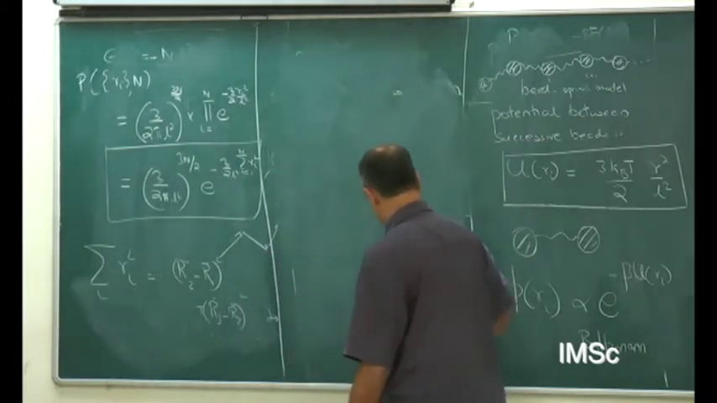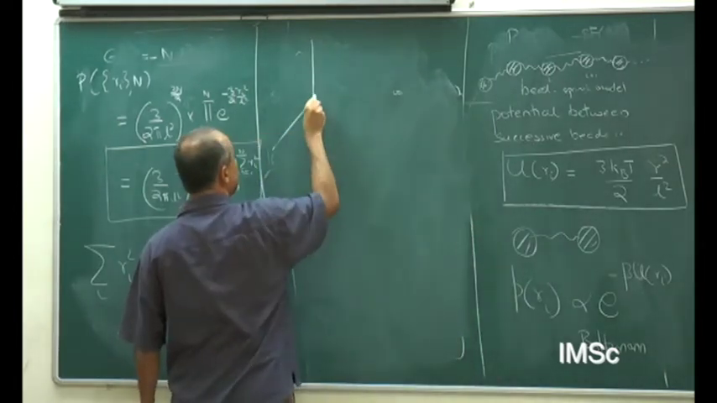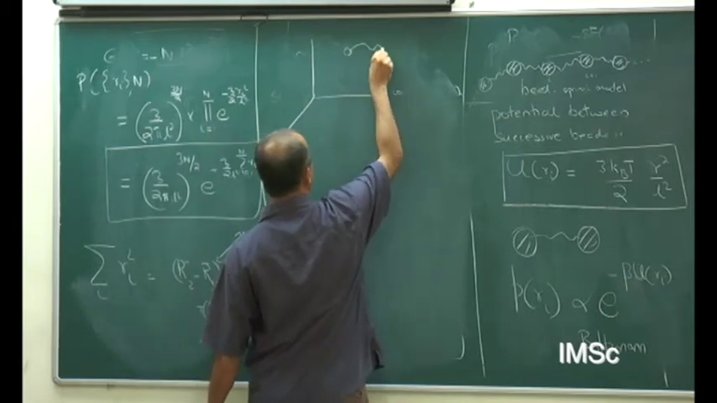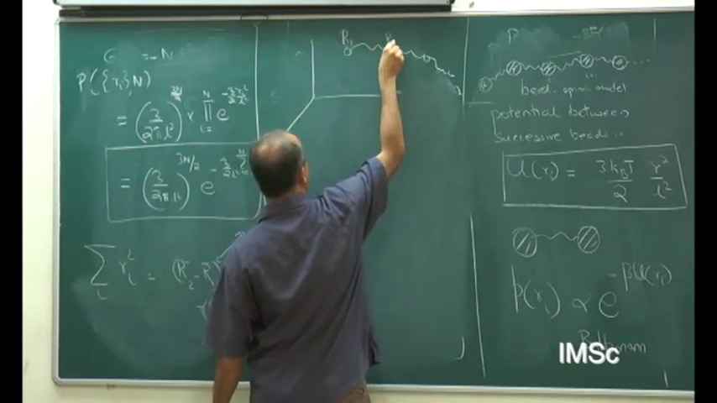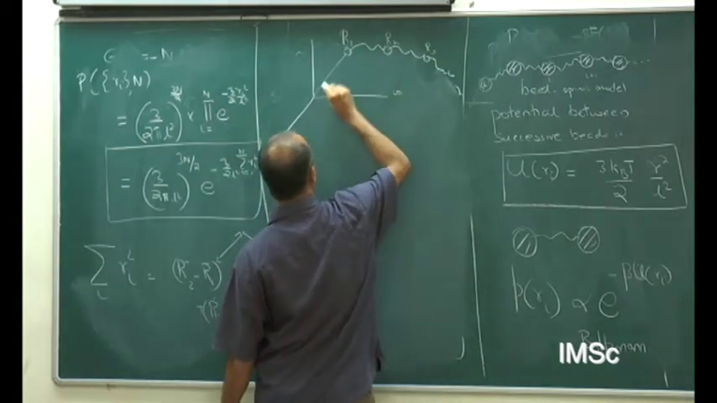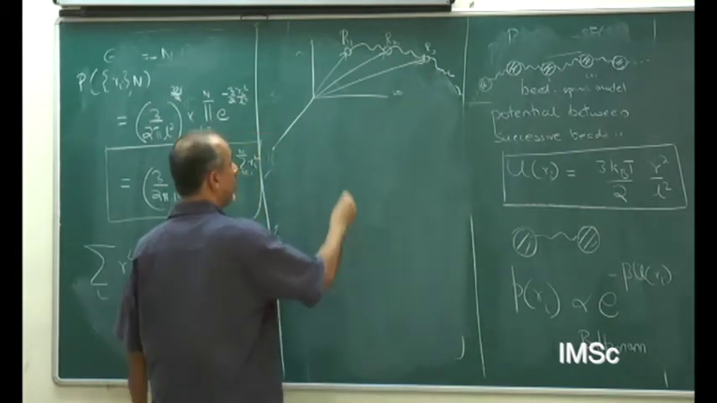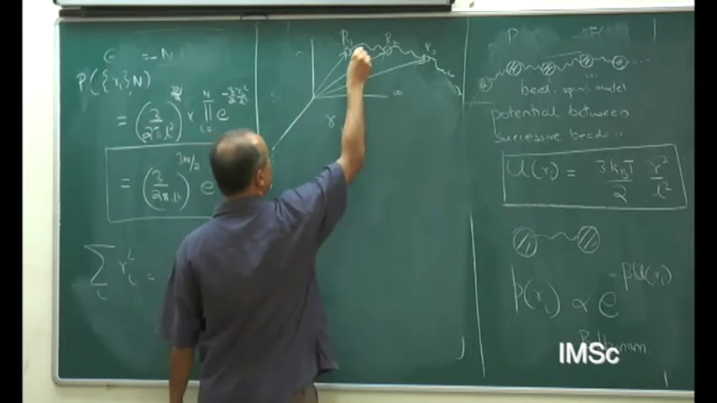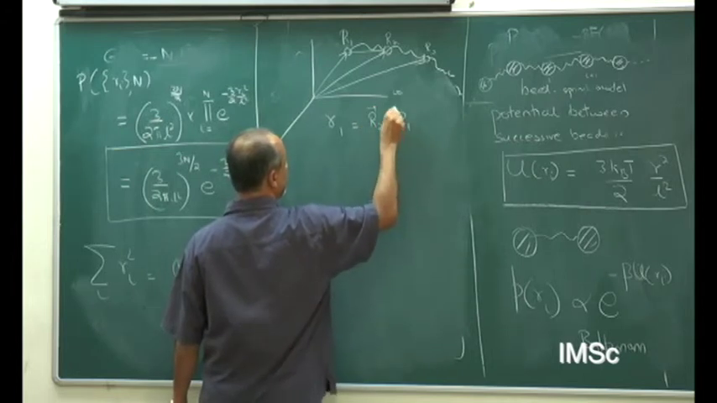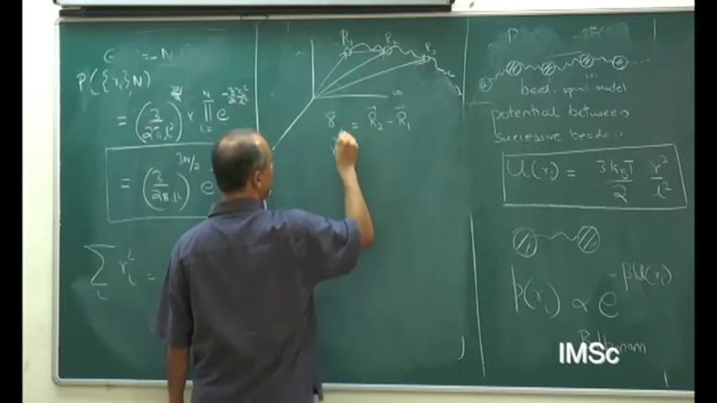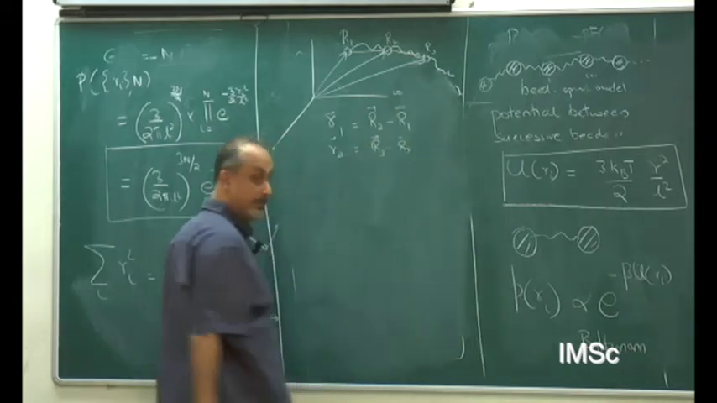Yeah, the capital R, I'll just draw it out a little neater. So here is my coordinate system. Here is my polymer. This is R1, this is R2, this is R3, where R1, R2, R3 are vectors that look like this. What I called r1 is this vector here, which is R2 minus R1, and similarly r2 is R3 minus R2, which is this vector here.